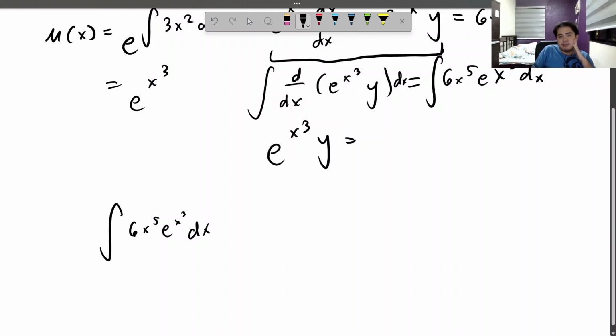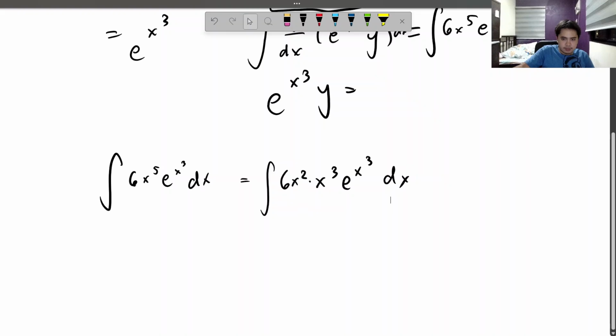So what can we do here? Well, let's try separating x cubed, so e to the x cubed here. And then we multiply it by 6x squared, because 6x squared times x cubed is 6x to the 5. So that's perfect.